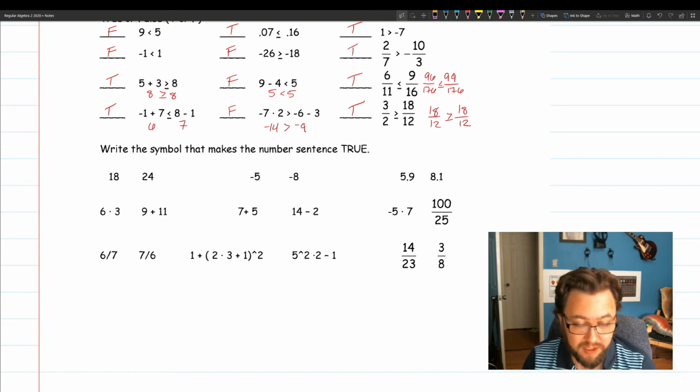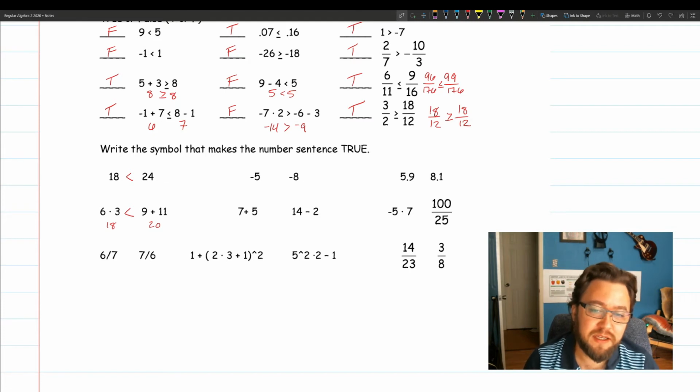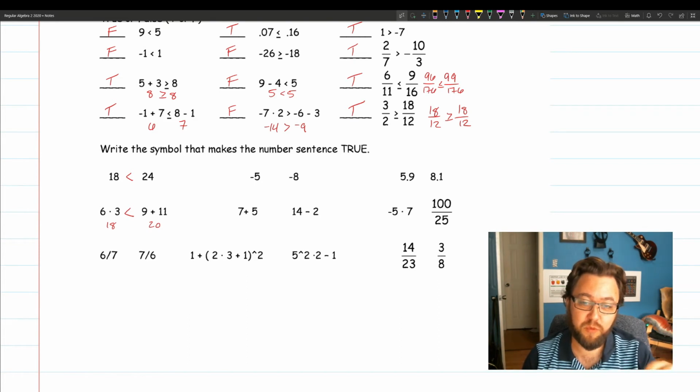So in this case, I'm going to read it like I would. 18 is less than 24. You could put an equal to, doesn't really make a difference. Now we're going to have to simplify these expressions. So 6 times 3, that's 18. And then 9 plus 11 is 20. 18 is less than 20. 6/7 and 7/6. Yes, you could find a common denominator and all that, but 7/6 is going to have a whole and a fraction. It's 1 and a sixth versus less than 1 with the 6/7. So I know that 6/7 is going to be less than 7/6.